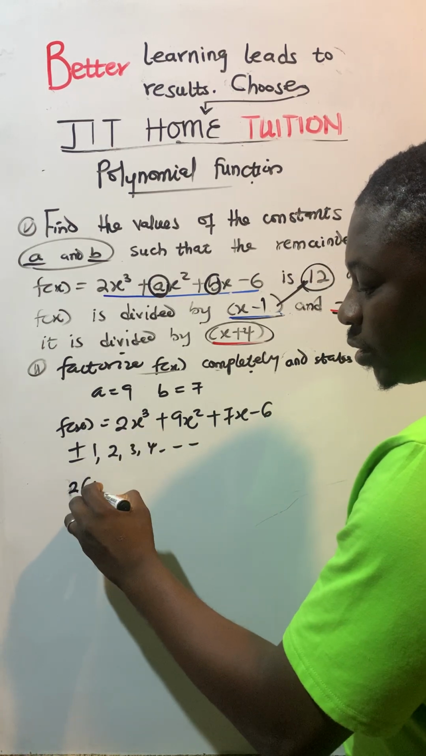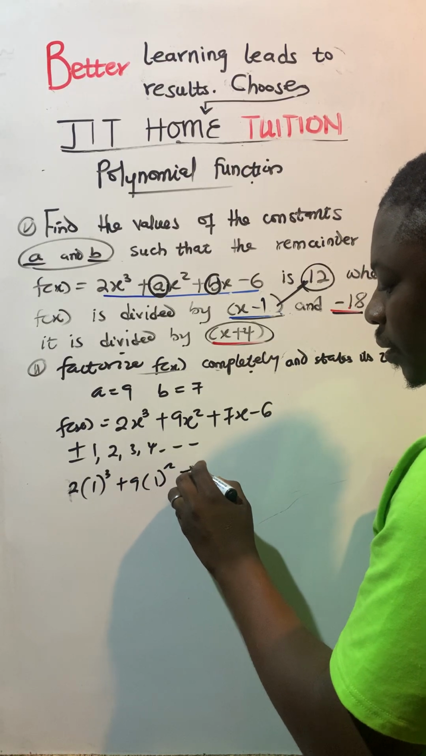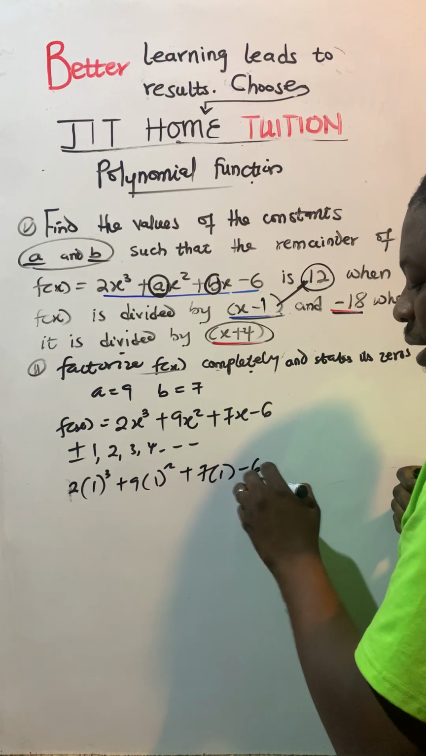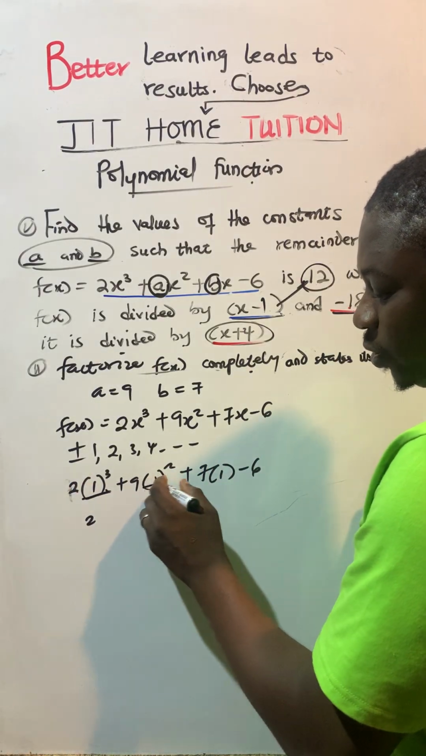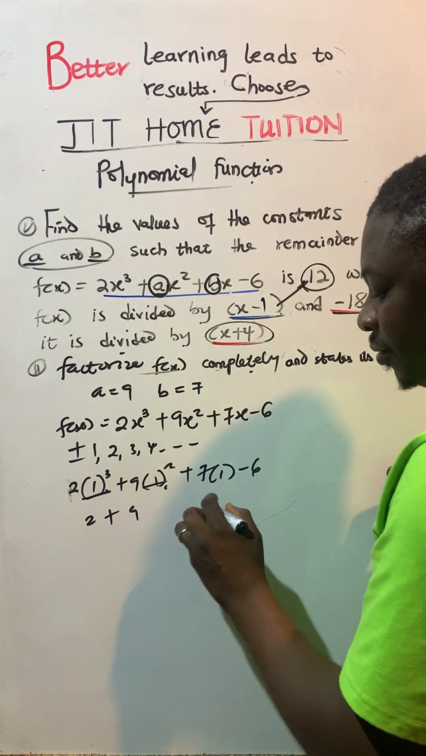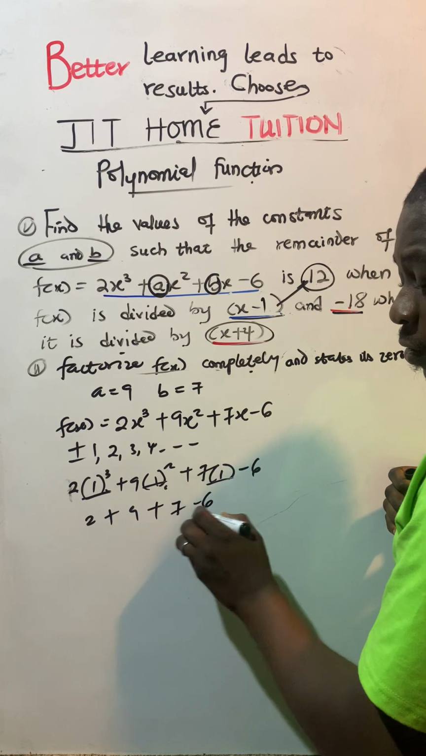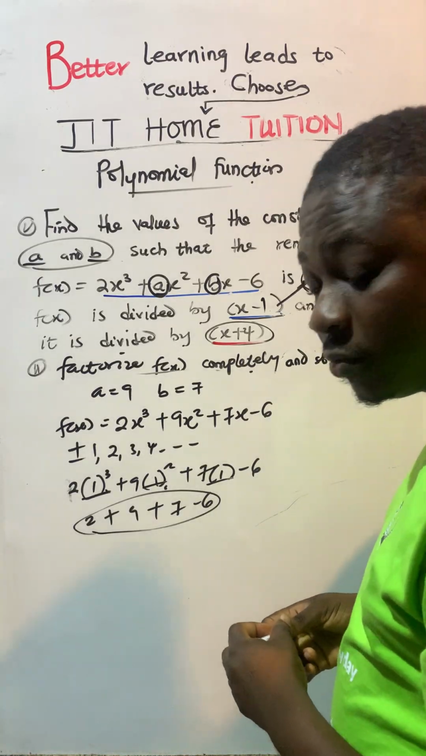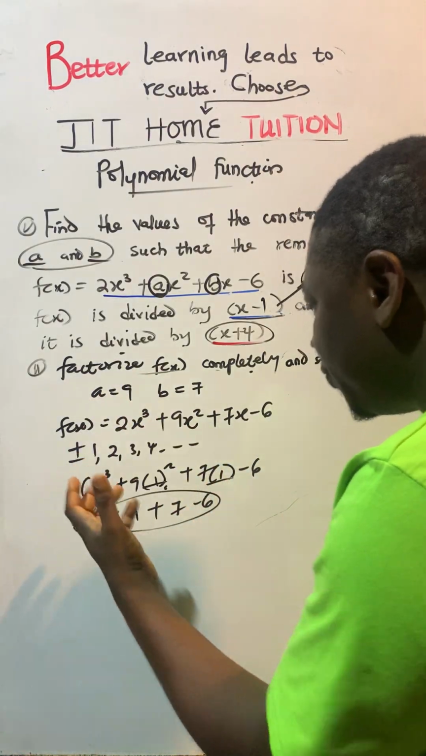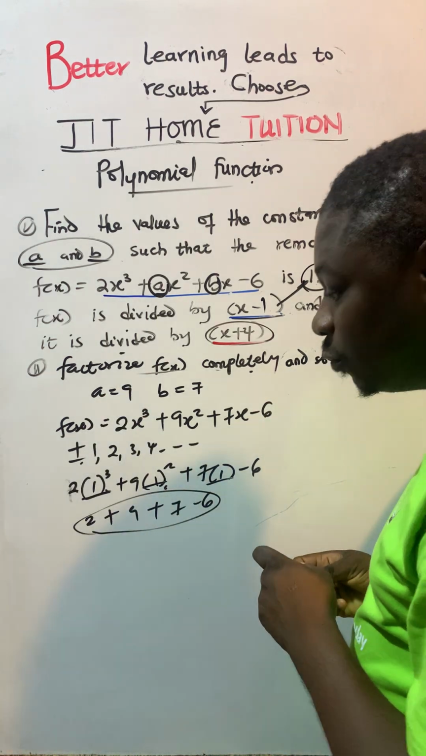So 1 here, 1 cubed, 9 here, 1 squared, 7 times 1 minus 6. This will give you 1 times 2 here, plus 9, plus 7, minus 6. You can see clearly that the calculation is not giving you 0. All right, then you move on to that of -1.